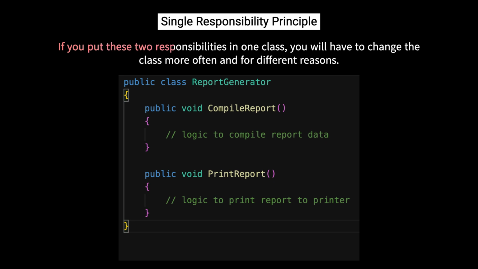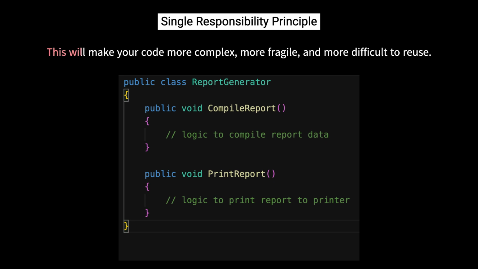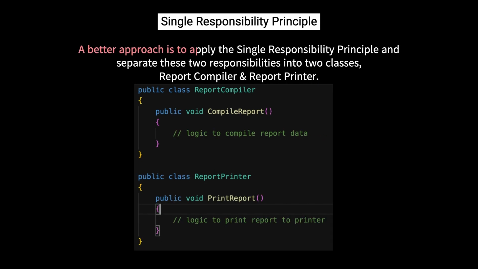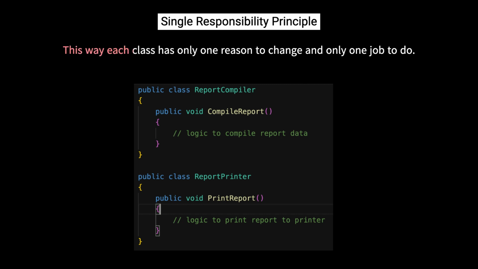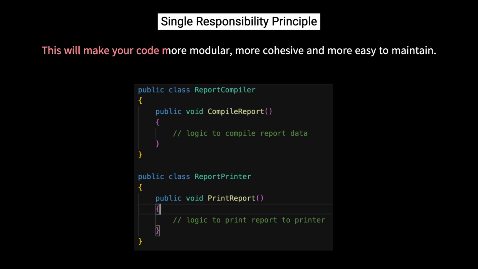If you put these 2 responsibilities in one class, you will have to change that class more often and for different reasons. This will make your code more complex, more fragile and more difficult to reuse. A better approach is to apply the Single Responsibility Principle and separate these 2 responsibilities into 2 classes, Report Compiler and Report Printer. This way, each class has only one reason to change and only one job to do. This will make your code more modular, more cohesive and easier to maintain.